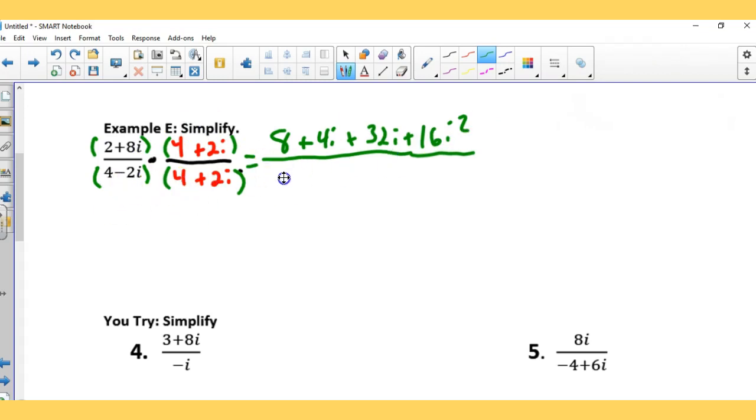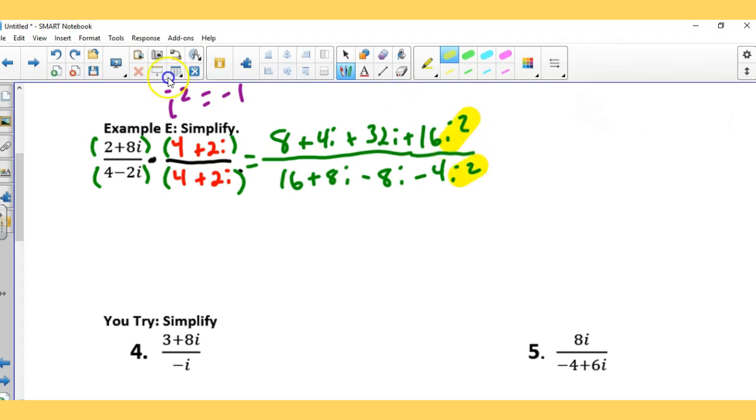Down at the bottom, 4 times 4 is 16. 4 times positive 2i is 8i. Negative 2i and 4 is negative 8i. And negative 2i and positive 2i is a negative 4i squared. Now, keep in mind, guys, that i squared equals -1. So this will become -1. I'm just going to use the highlighter. I like that better. All right, this becomes -1, and this will become -1.